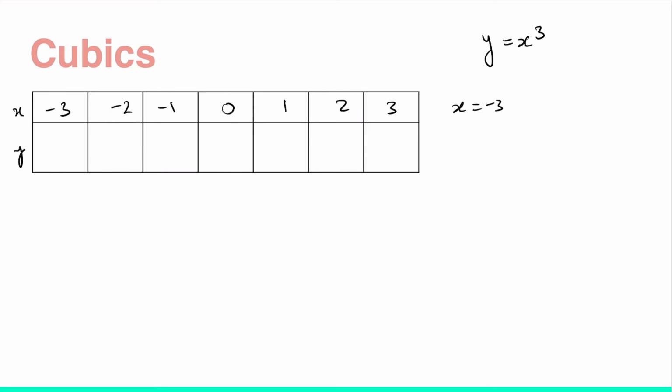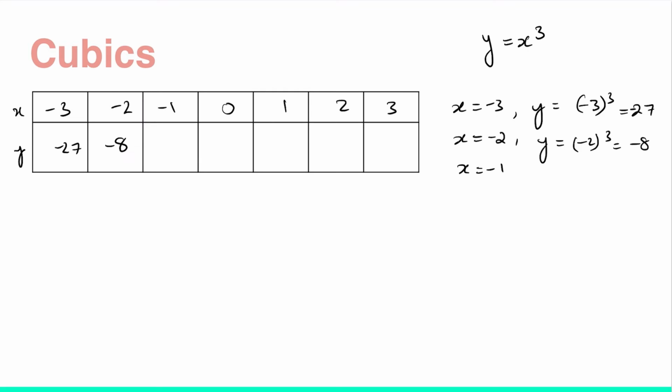x equals -3. When x is -3, y is going to equal -3 cubed, which is -27. When x is -2, y will be -2 all cubed, which is -8. When x is equal to -1, I should start filling these in. y will equal -1 cubed, which is -1.